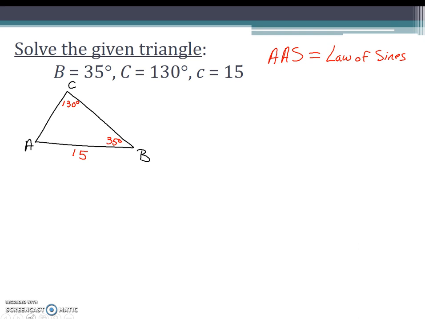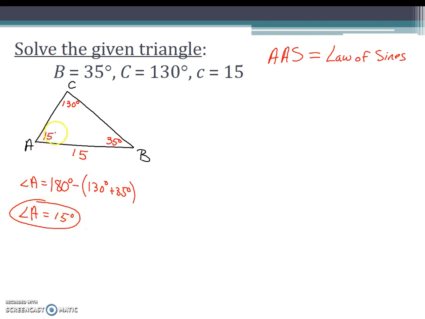When it comes to solving a triangle, whenever you're given two angles, it's really easy to start by finding the third angle. So I'm going to recommend you do that all the time. Angle A is 180 minus the two angles that you have. So 130 plus 35, and you get 15 degrees for the last angle.